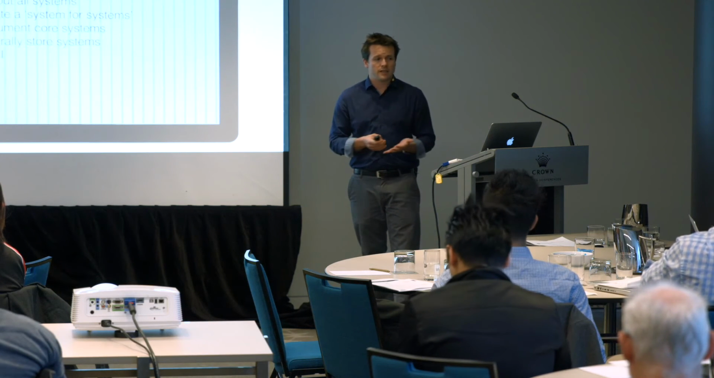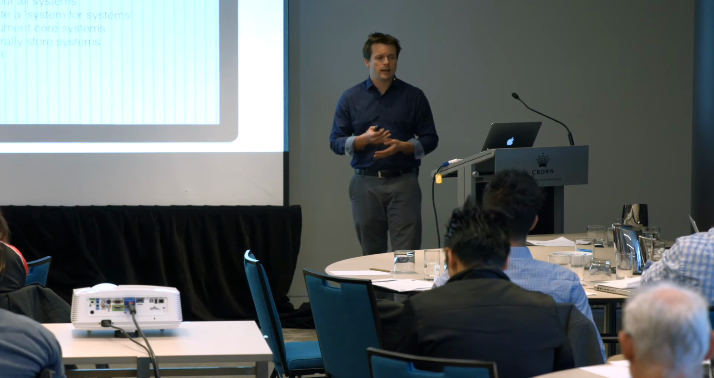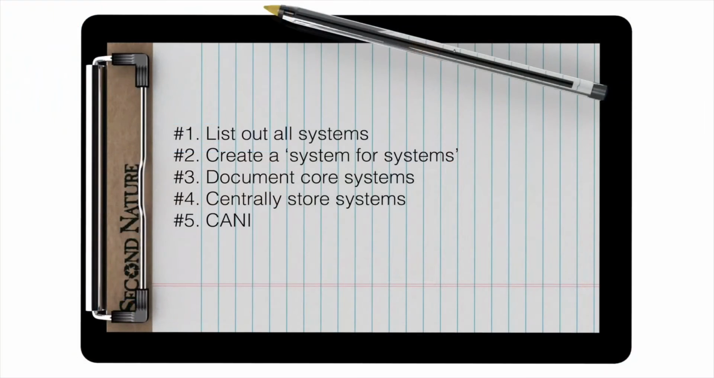So there are the 5 steps. List out all of the systems that you could potentially have in your business. Create a system for systems, or you can swipe mine over at systemforsystems.com. Document your core processes, the ones that are most important. Have them centrally stored, and then apply the Kenai principle.